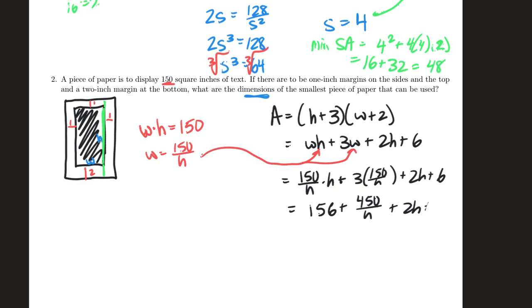So now I take its derivative because I care about critical points. The derivative of this area: the constant goes away. Just like the previous problem, 450 over h is going to turn into minus 450 over h squared, and 2h just turns into 2. I want to set this equal to 0, so I can subtract 2 from both sides.